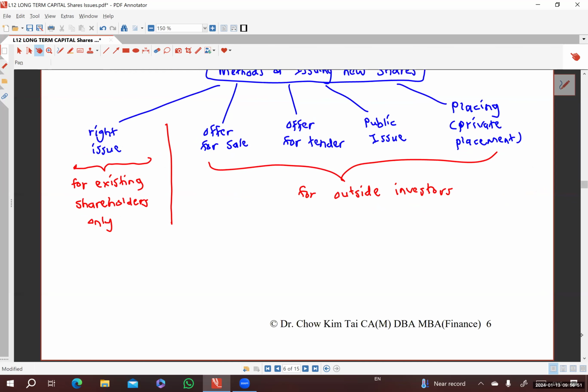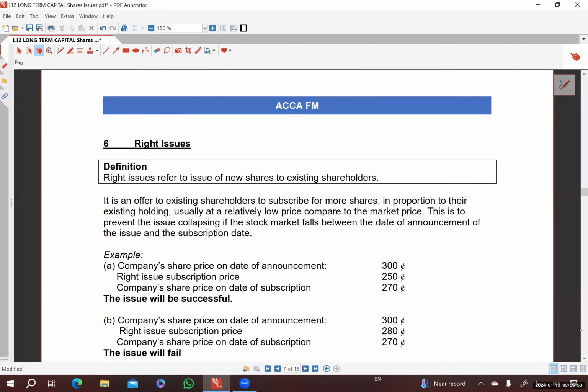Now, we start with right issues. New shares to existing shareholders. One of the benefits of right issue is it will ensure the control of the company remains with the existing shareholders. So it does not dilute the control of the existing shareholders.